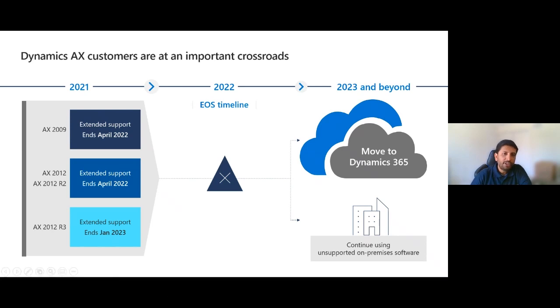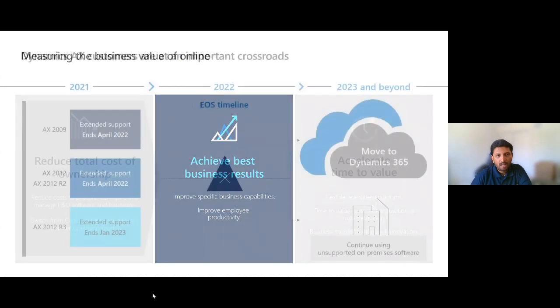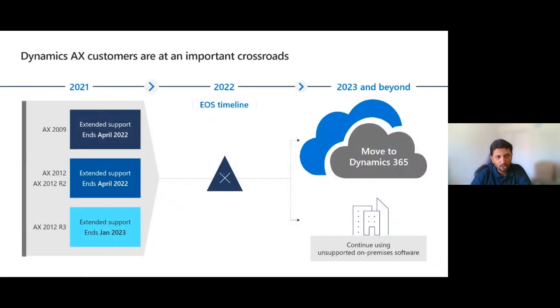After April 2022, AX 2009, AX 2012, and AX 2012 R2 will lose support, patches, regulatory updates, and security updates, and you run into risk of compliance. Microsoft will continue making security hotfixes and regulatory updates for Dynamics AX 2012 R3 customers throughout the extended support period ending on January 10, 2023.